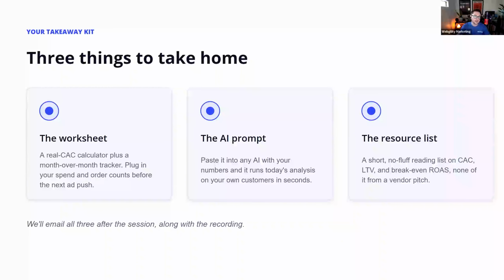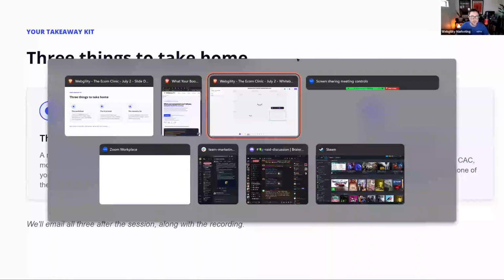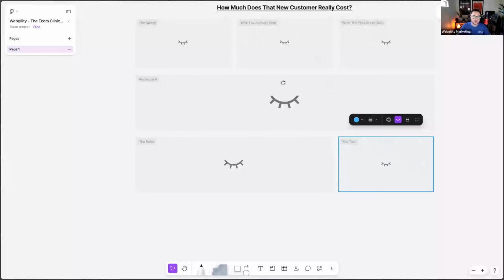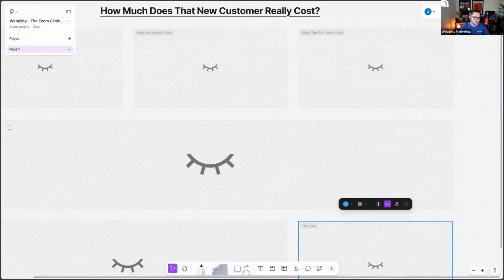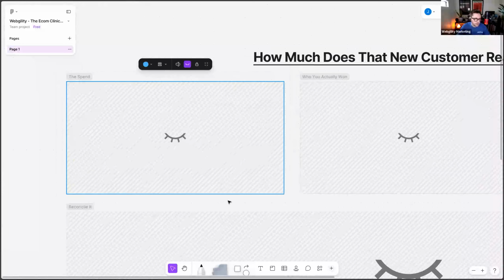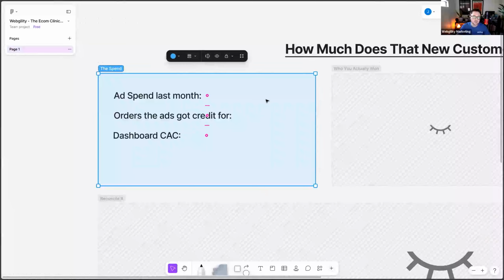All right, the takeaway kit here is going to be, like I said, the worksheet, the AI prompt, and a resource list. We'll get into what those exactly look like after I do the whiteboard. But pivoting over to the whiteboard, I've done a little groundwork just to start it off, because nobody likes to see me draw squares and try to type in little text boxes.